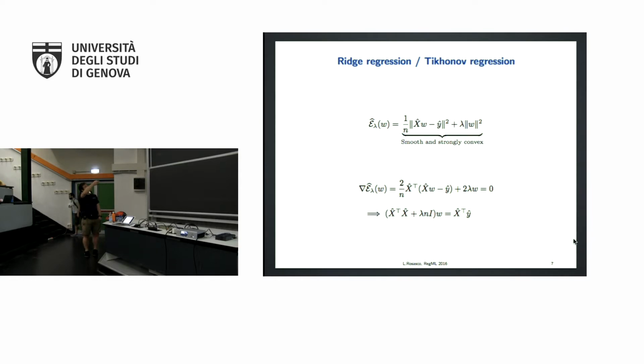What is the size of this linear system? How big is that matrix? There are two options, n or d. How big is this vector? D. So this matrix better be d by d, otherwise I made a mess.